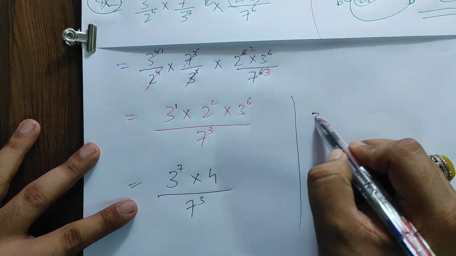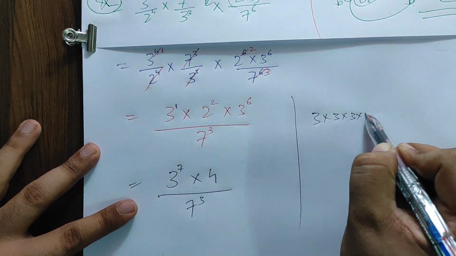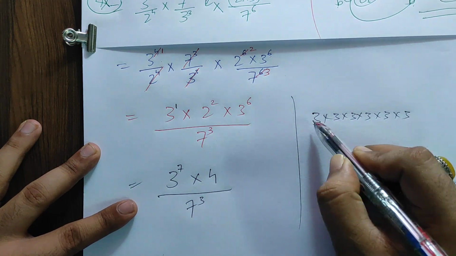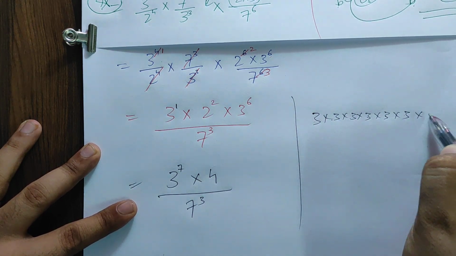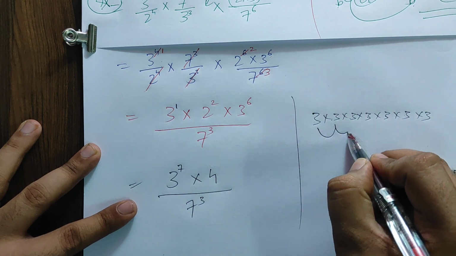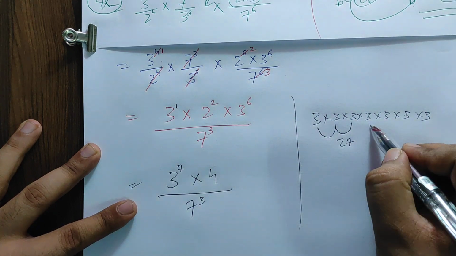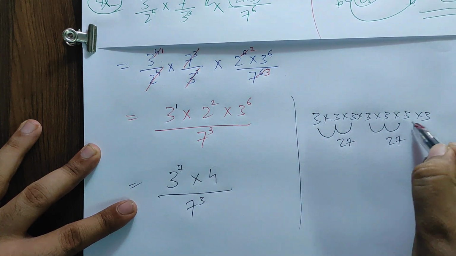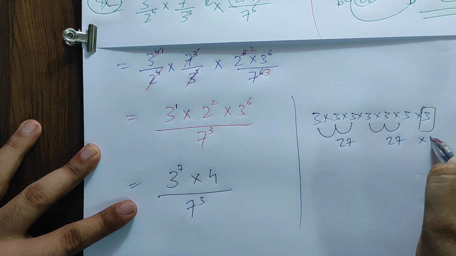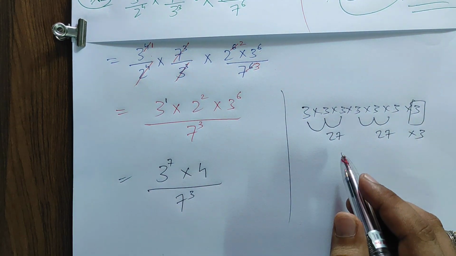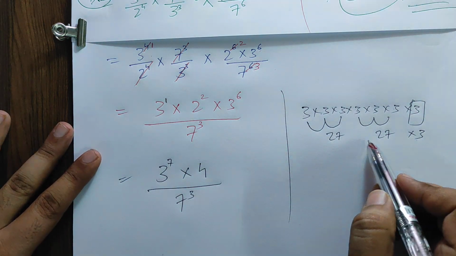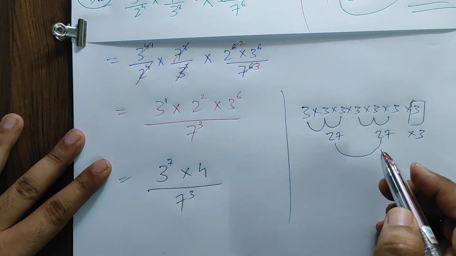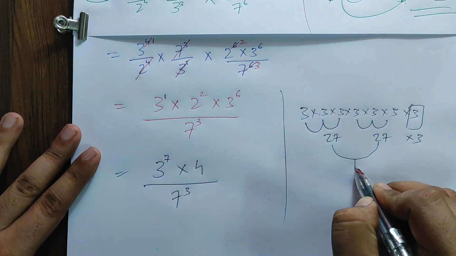It's 3 raised to 7. 3 into 3 into 3 into 3 into 3 into 3. 1, 2, 3, 4, 5, 6, 7. 3 3s are 9, 9 3s are 27. And one more 3 is left over here. Multiply by 3. Okay. When you will do this, 27 27s are, when you do the calculation.